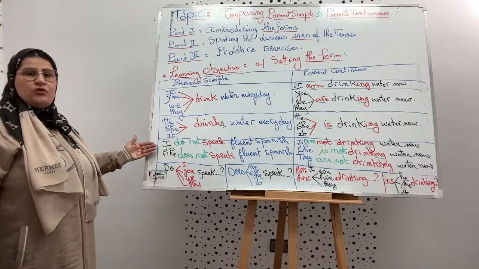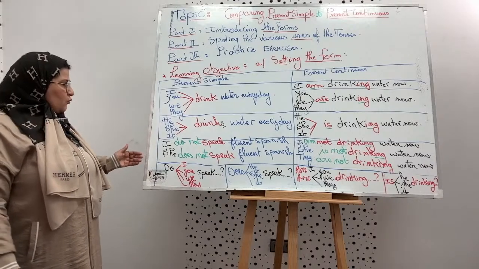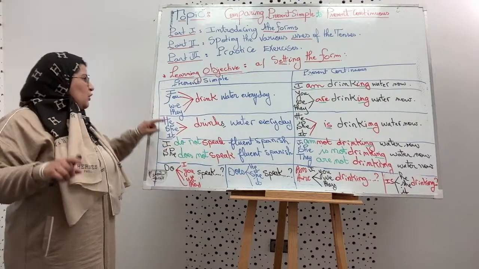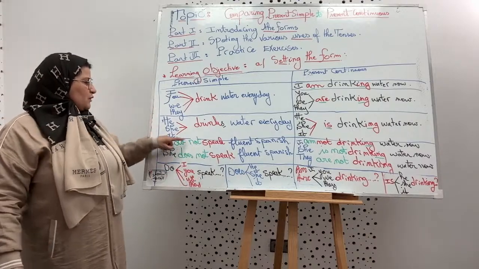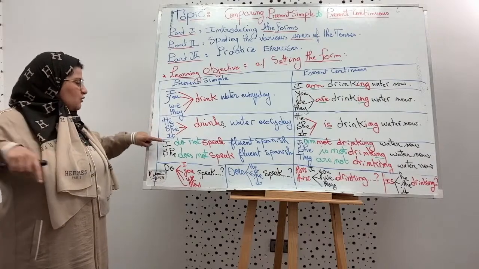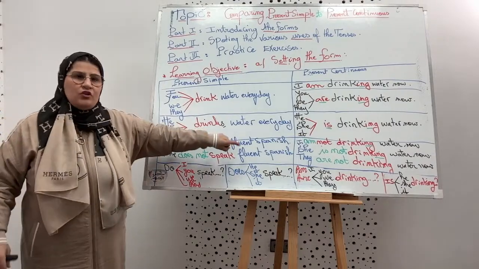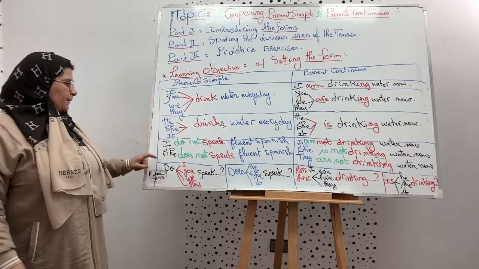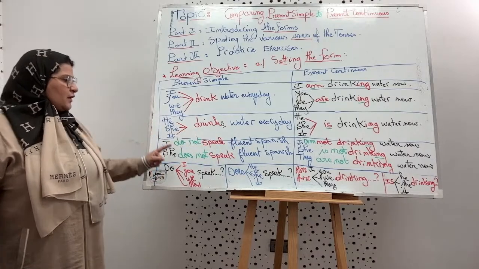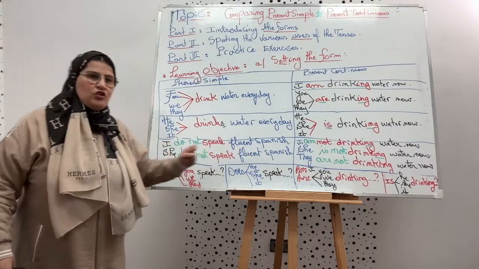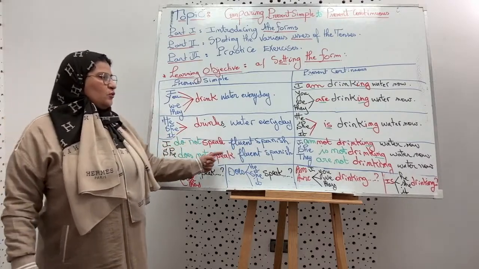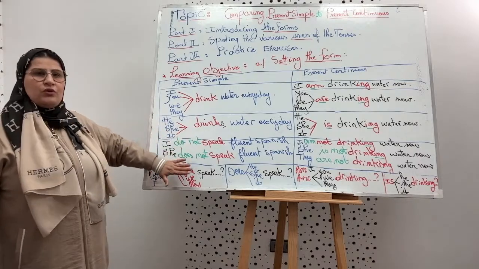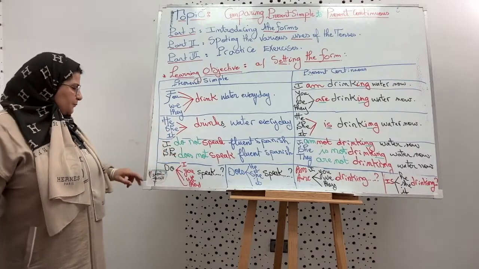Okay, now let's move to the negative form. I don't speak fluent Spanish. You don't speak fluent Spanish. We don't speak fluent Spanish. They don't speak fluent Spanish. He or she doesn't speak fluent Spanish. It doesn't speak fluent Spanish. Okay, you see now there is a difference in the auxiliary: don't and doesn't.